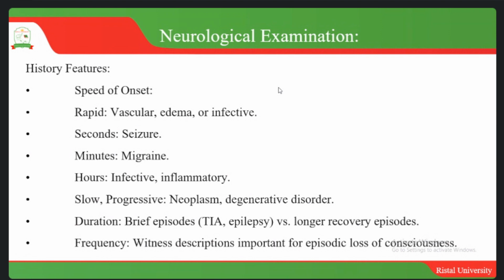Then also the progression, is the thing progressing very fast or slowly? And sometimes the neoplasms, those are like kind of cancers. Sometimes they progress very slowly. By the time you realize, it has actually manifested beyond management.